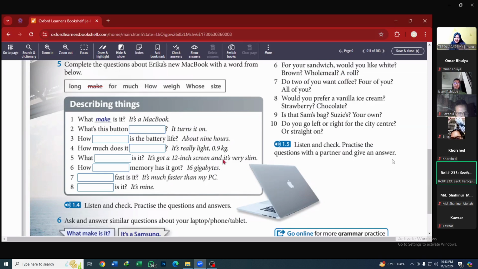It's got a 12-inch screen and it's very slim. Very good. Excellent work. Okay, number 6, Mr. Shahinur.